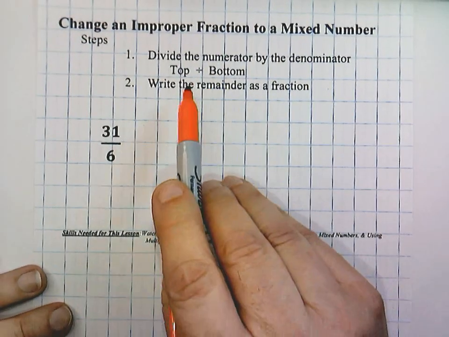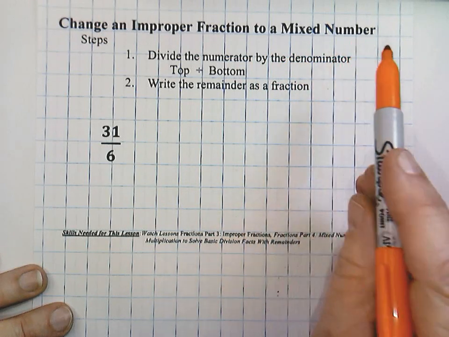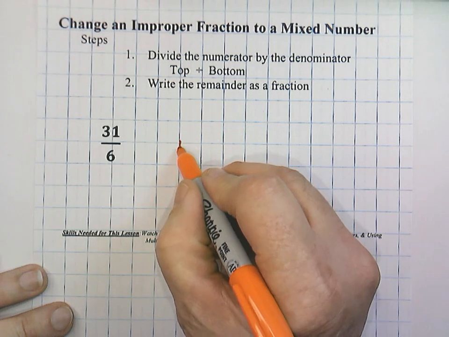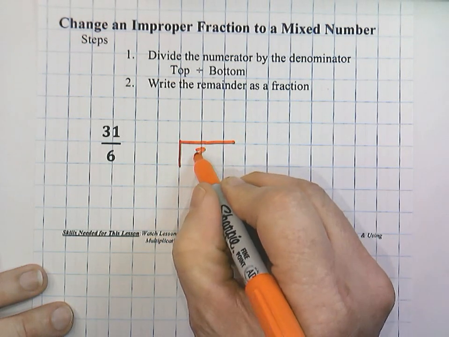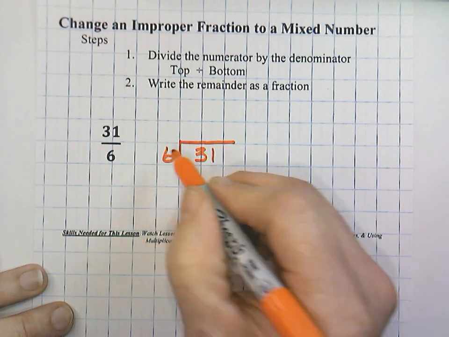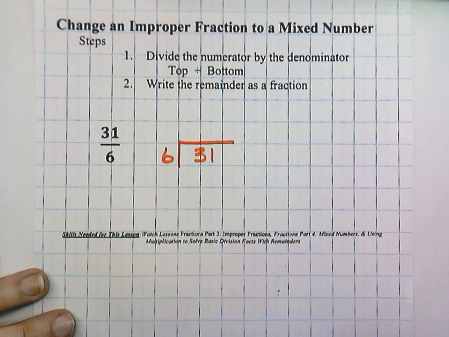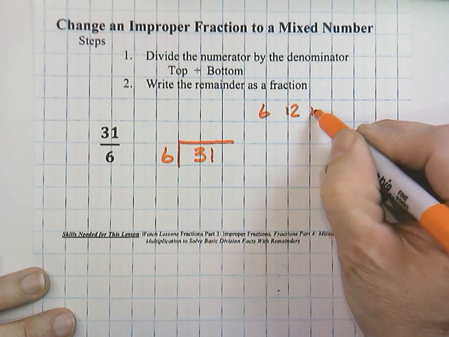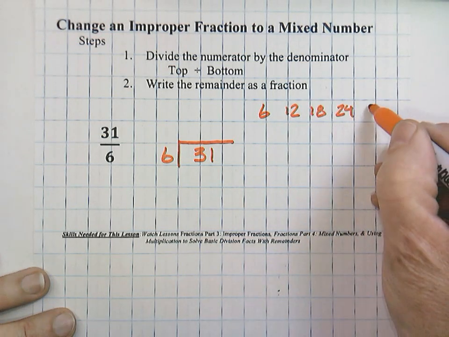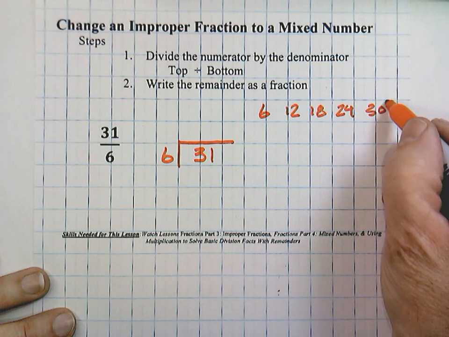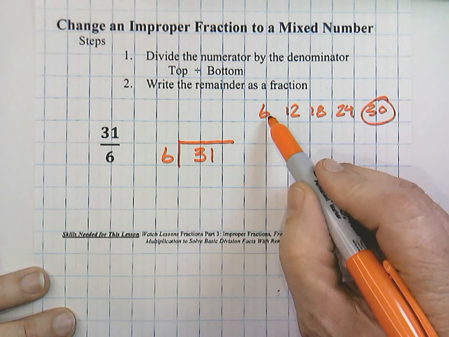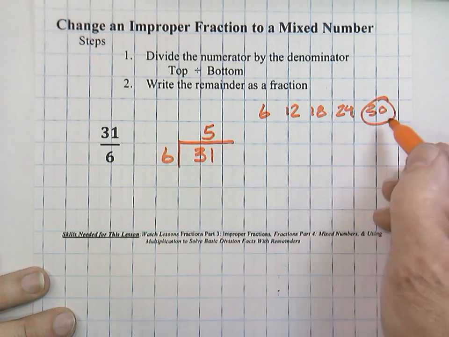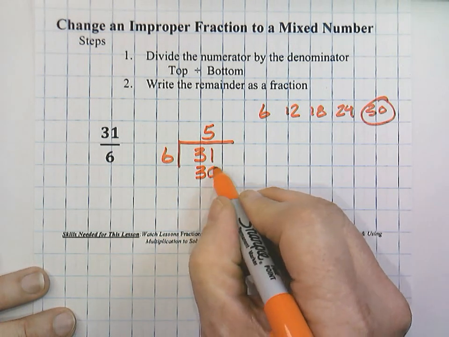And finally, change an improper fraction to a mixed number. Let's try this one here. 31 divided by 6. If I use my multiples, I could say 6, 12, 18, 24, 30. That's close enough. Can't go over. It's going to be 1, 2, 3, 4, 5. 5 times 6 is our 30.